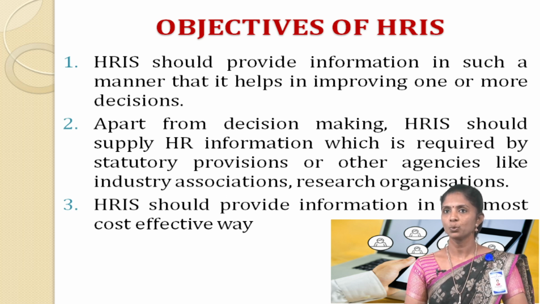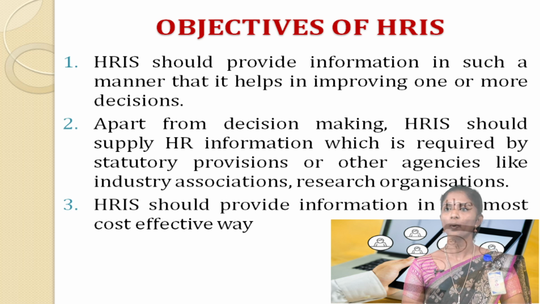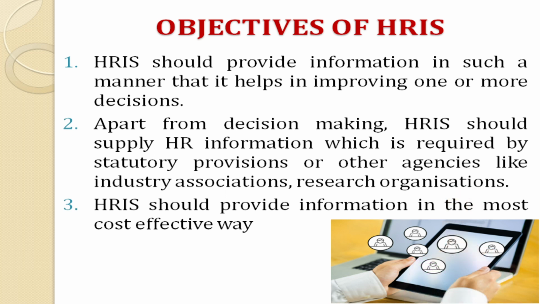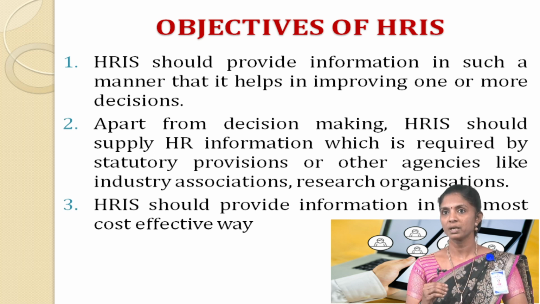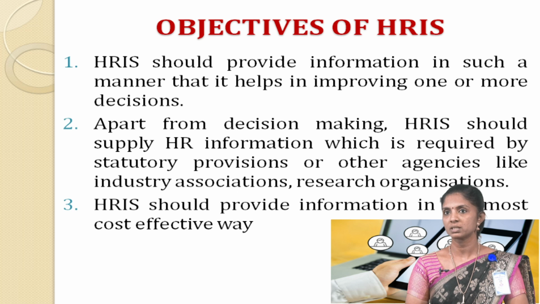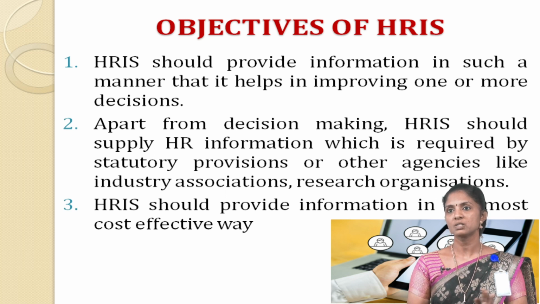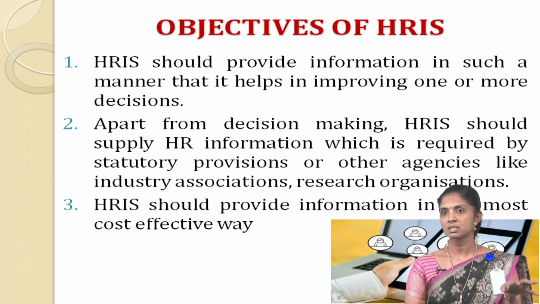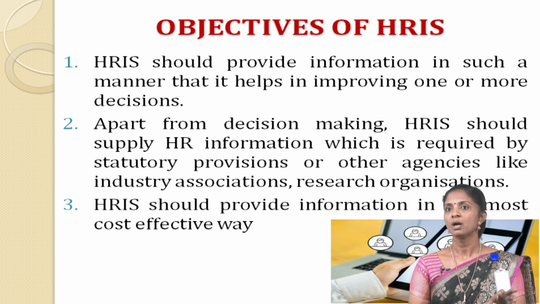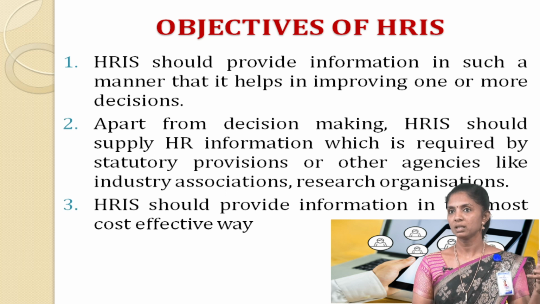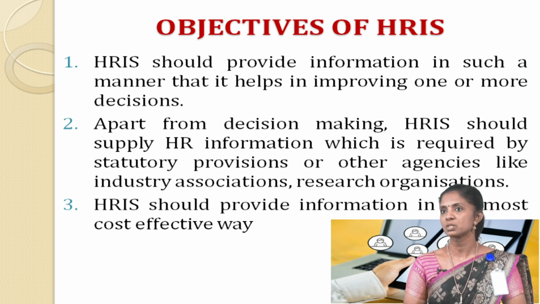The third objective is that the human resource information system provides information in the most cost effective way, because information has benefit but it also has a cost. Benefit from information is derived in terms of improved decision making and satisfaction of other requirements. The cost of information is in terms of its collection, processing and retrieval. The benefit of information should be more than its cost, so it adds value to the organization. So these are the three basic objectives of human resource information system.